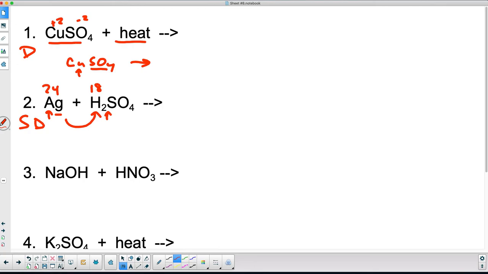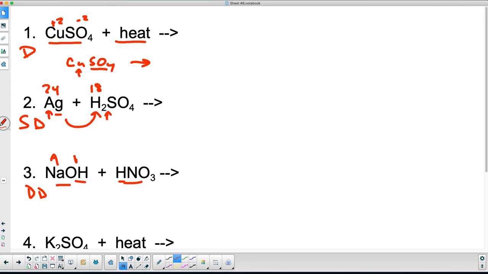So for number 3, now I have a compound plus a compound. And that means that it's definitely double displacement. Okay, we have two choices for the double displacement. It's either precipitate double displacement or it's an acid-base double displacement. In this case here I have a base and I have an acid, so this is an acid-base double displacement. You can read the notes and figure out how to do that.